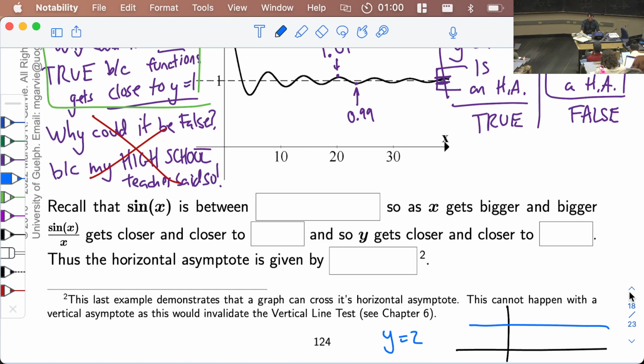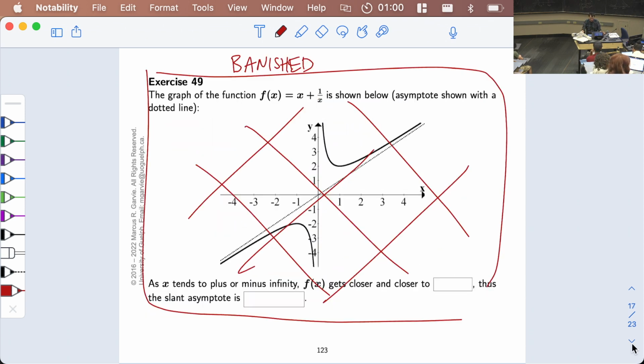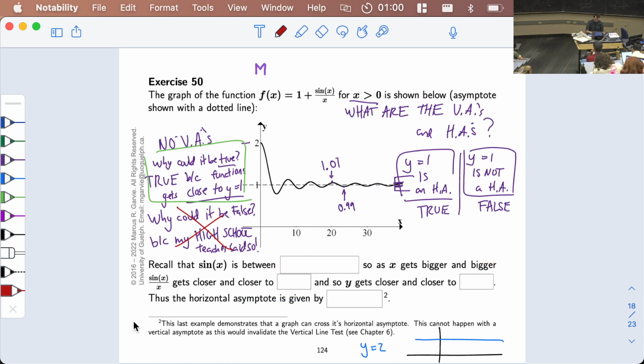So if you want to go back to the definition, you can add in a little star here. You can say getting arbitrarily close, and then you can say touching allowed. Okay. So that's one thing to watch out for. And in fact, there was a hint here. In some cases, even crosses. That's in the definition over there. And down here, there's a little footnote that says, in this example, it shows that a graph can cross its horizontal asymptote. So it is okay to cross.